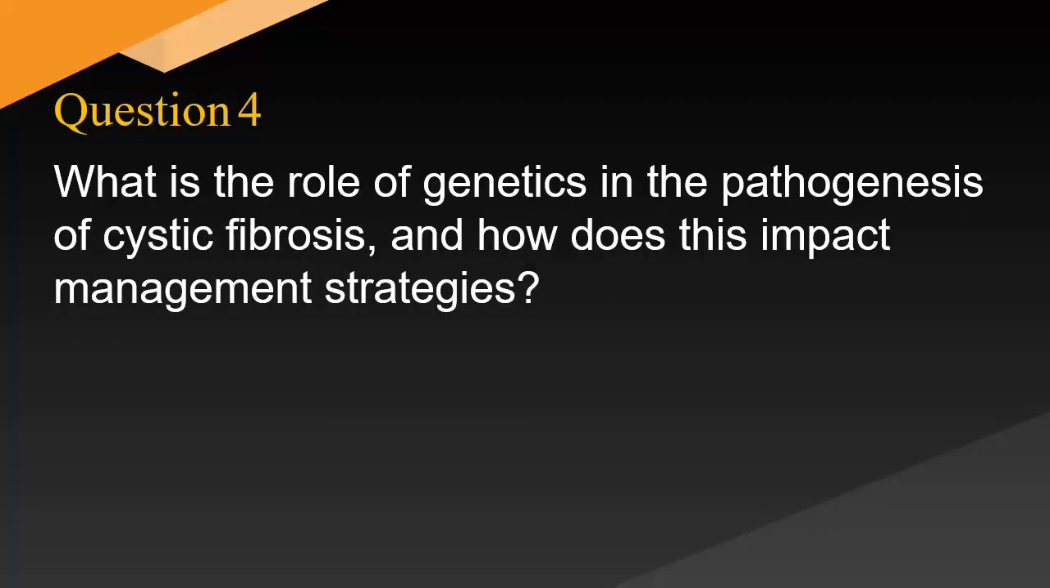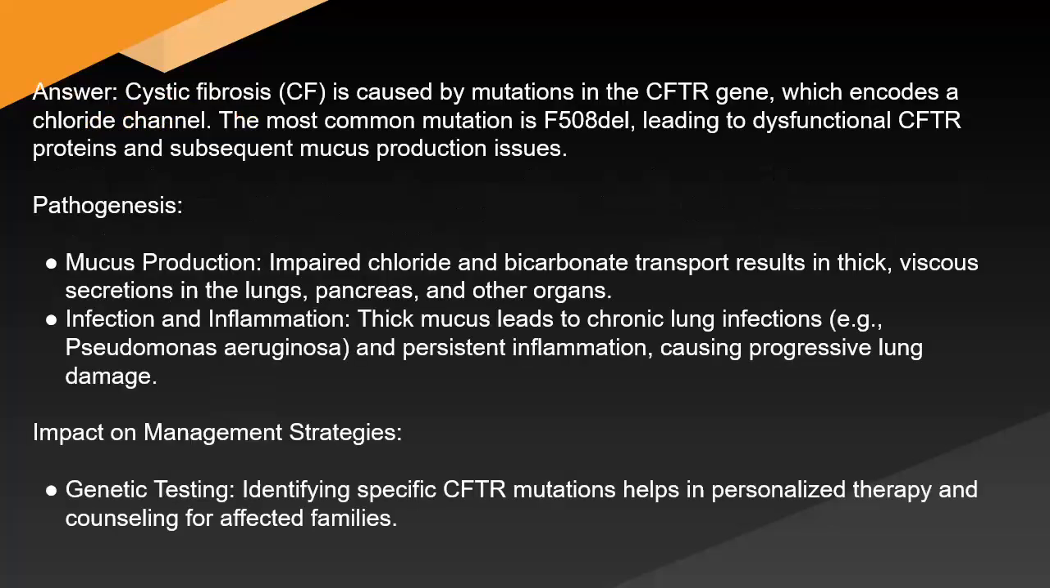What is the role of genetics in the pathogenesis of cystic fibrosis, and how does this impact management strategies? Answer: cystic fibrosis (CF) is caused by mutations in the CFTR gene, which encodes a chloride channel. The most common mutation is F508del, leading to dysfunctional CFTR proteins and subsequent mucus production issues. Pathogenesis: impaired chloride and bicarbonate transport results in thick, viscous secretions in the lungs, pancreas, and other organs.